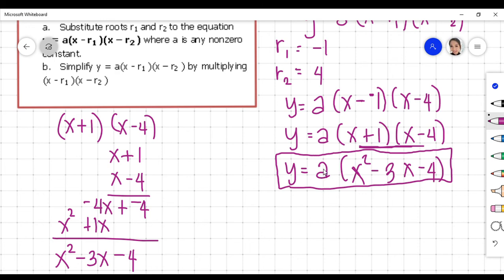So a here represents any non-zero constant, meaning it could be 1, it could be 2, it could be negative 1, or it could be 1/2. So any non-zero constant, so that is a. So this is the equation for the quadratic function.